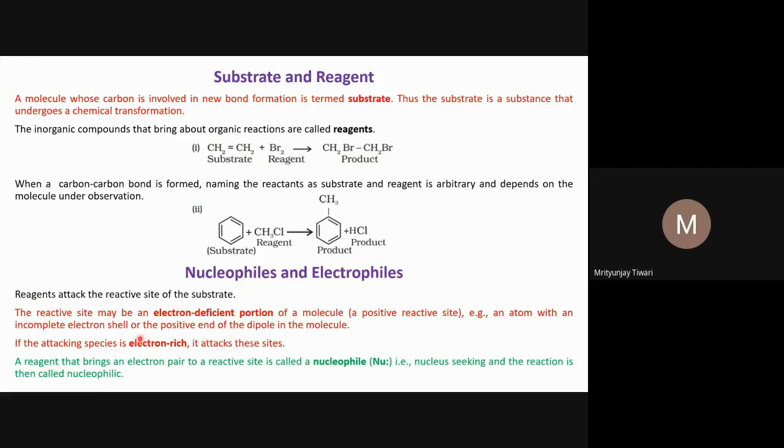So the reactive sites may be an electron deficient portion of a molecule, a positive reactive site. Example, an atom with an incomplete electron shell or the positive end of a dipole in the molecule. If the attacking species is electron rich, it attacks these sites, electron deficient centers, which may be because of an incomplete octet or some other reason. A reagent that brings an electron pair to such an electron deficient reactive site is called a nucleophile.